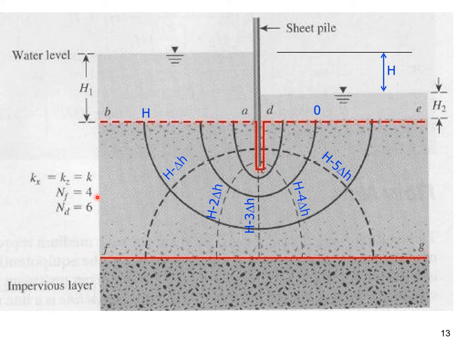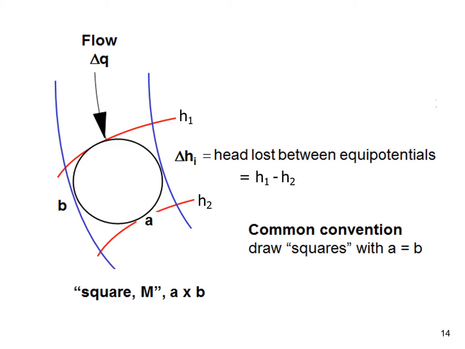So region between the flow lines, that is called as the flow channel. And N sub D, that means the number of equipotential drops. So 1, 2, 3, 4, 5, and 6. So here you can see, this is the flow delta Q, which is taking place in this flow channel. And you can see the equipotential line where the head is H1, and another equipotential line where the head is H2. So the head lost between equipotentials, delta H, is equal to H1 minus H2. And by having this square, you can see that this dimension A is almost equal to this B.